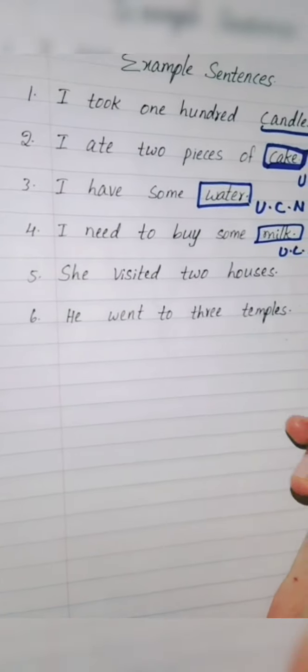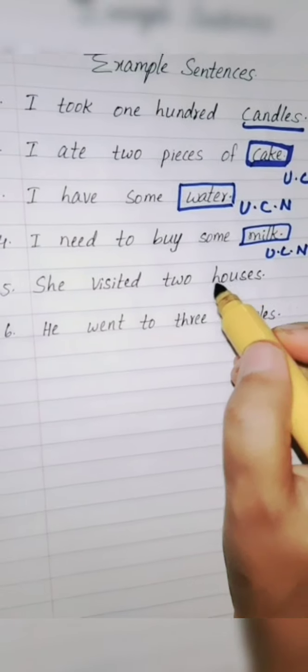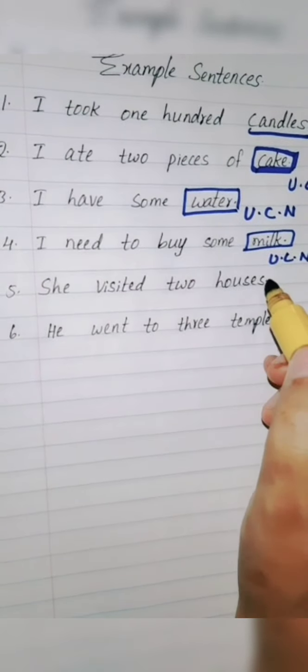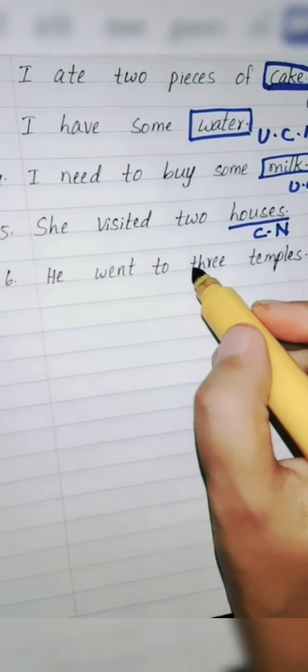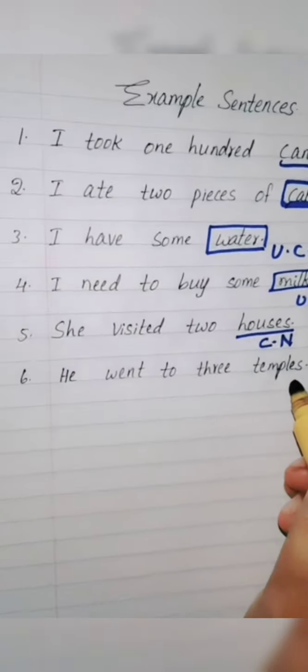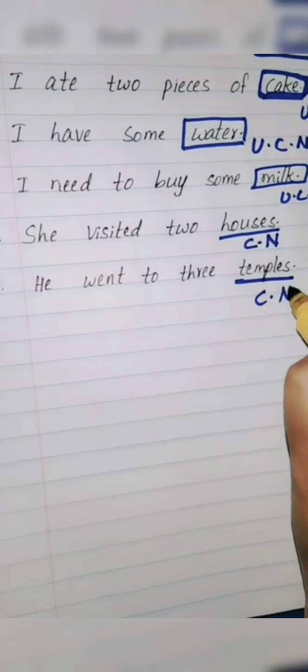Next: She visited 2 houses. How many houses? 2 houses. So we can count houses, so that is a countable noun. If we can count, that is countable noun. And last one: He went to 3 temples. How many temples did he go to? 3. So temples is a countable noun. If you want to note down, you can.